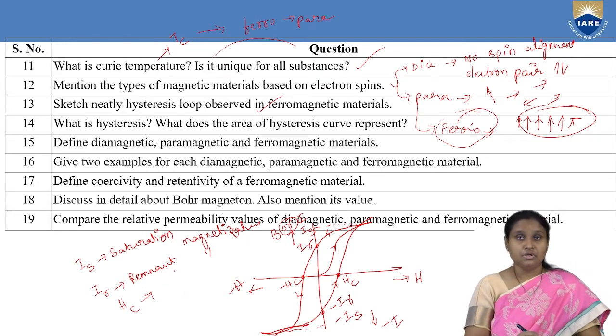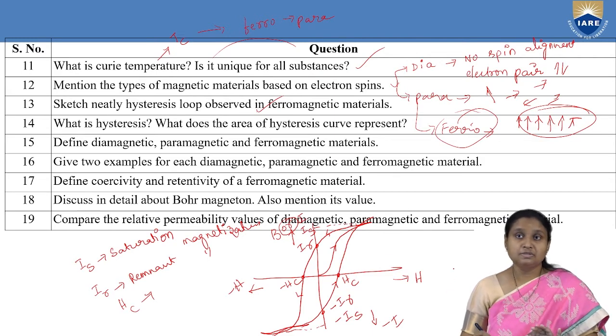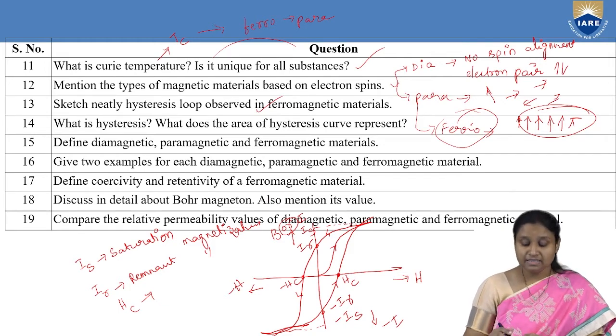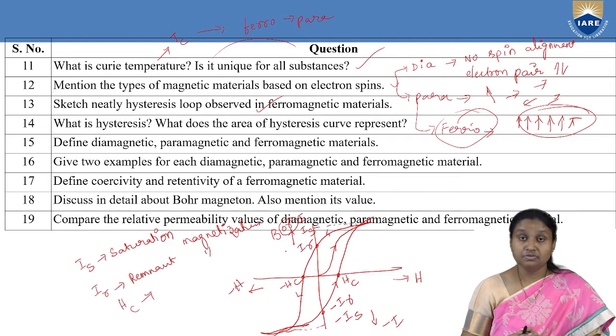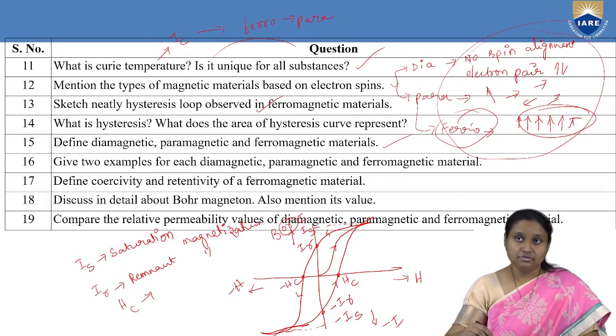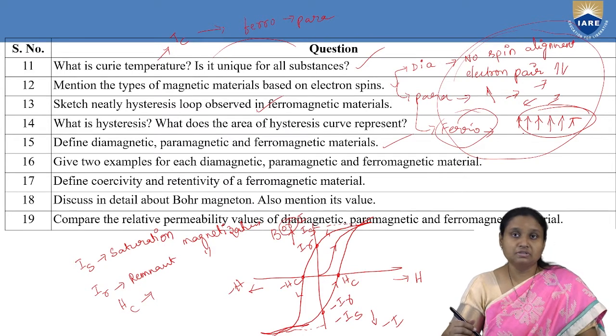where remnant magnetization is brought to 0. So what is hysteresis? Hysteresis is the plot drawn between the magnetizing field and either magnetic induction or intensity of magnetization. And the area of the hysteresis curve represents the loss associated with a ferromagnetic material. And define dia, para and ferro: I have already explained based on their electron spins.